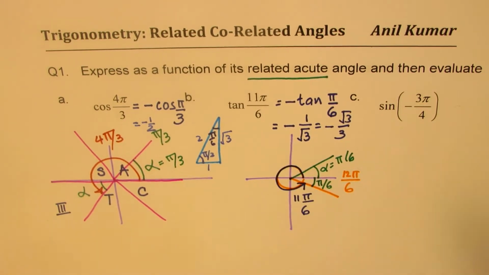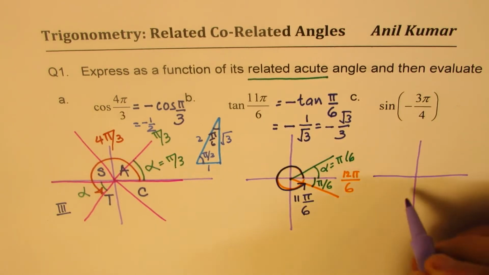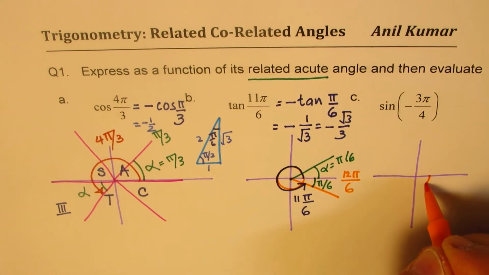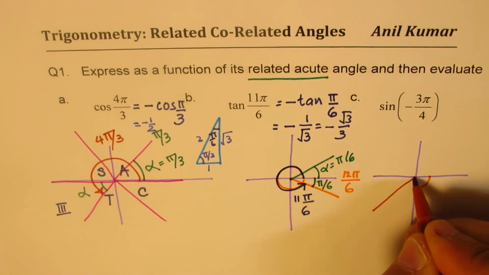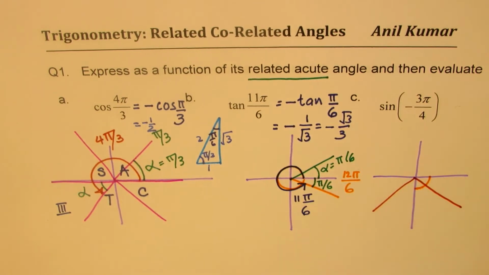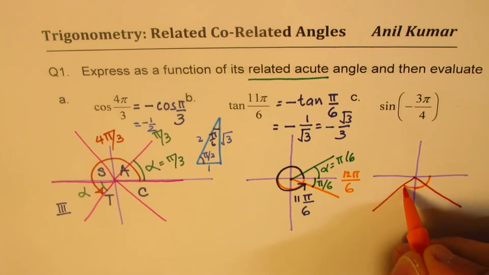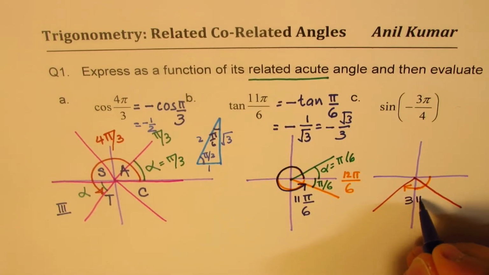Now let's take the last one, which is sine of minus 3 pi by 4. Now when we say minus, it really means that we are moving in clockwise direction, right? Now 3 pi by 4 means what? Well, let's divide this into pi by 4s, right? So pi by 4s are these. These are pi by 4s, correct? So when I say 3 pi by 4, 1, 2, and this becomes 3 pi by 4. Is that clear to you? So that is 3 pi by 4, right?